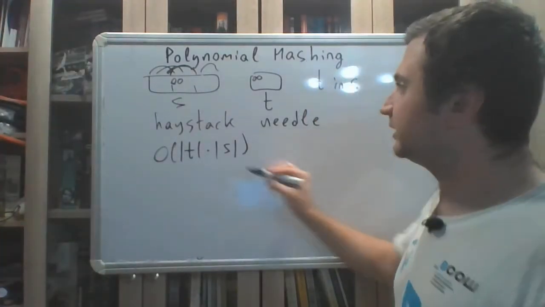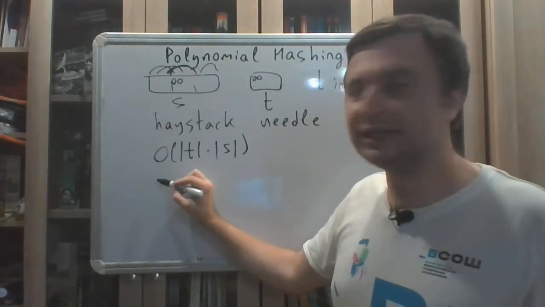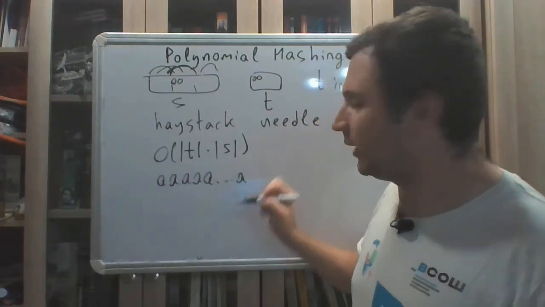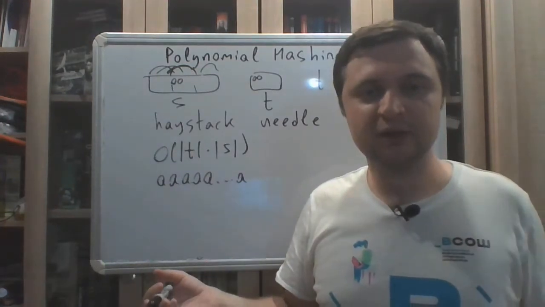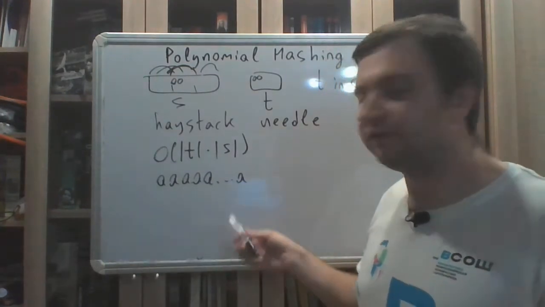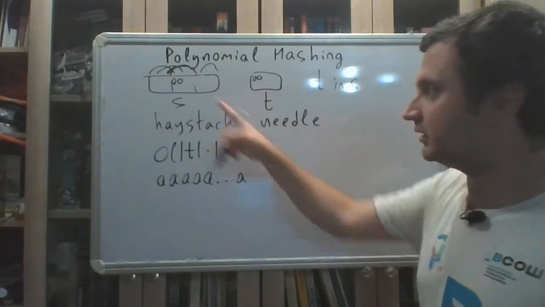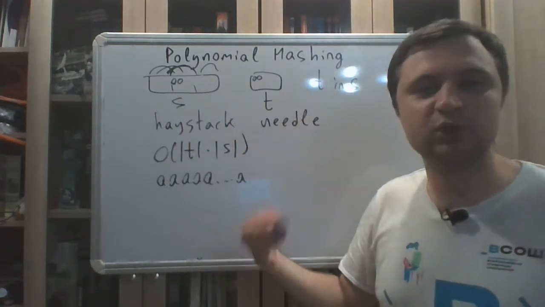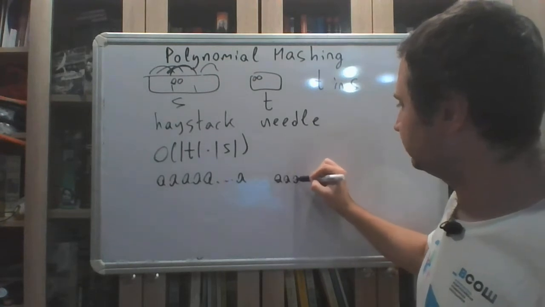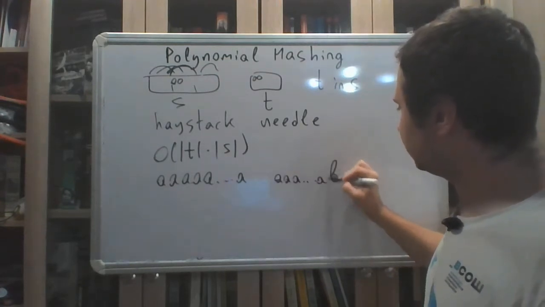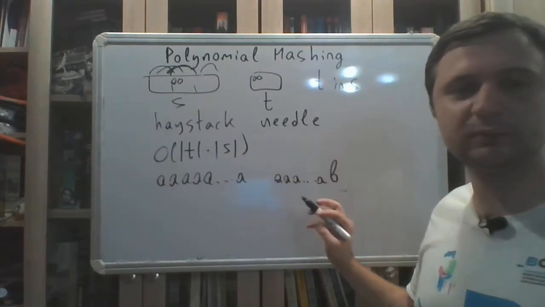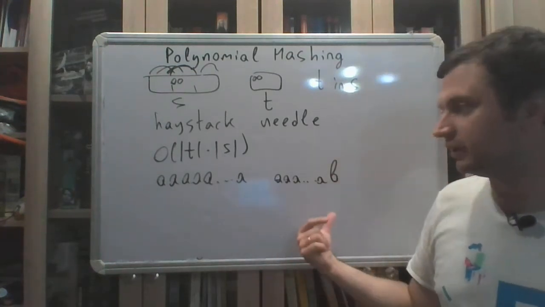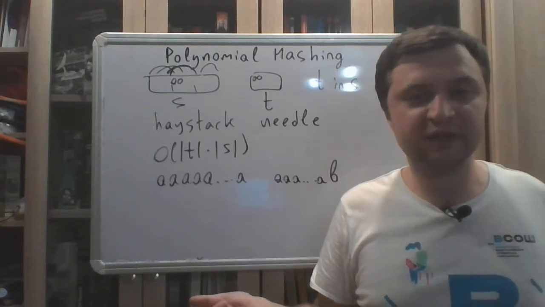The simple example would be to search inside a string of all the letters A. So there is a 1 billion character string of letters A, and this is S, or the haystack, and the needle, or T, that we are searching for is a lot of letters A and then a letter B. For example, 1 million letters A and then one letter B. This is a very important and very simple to invent example.